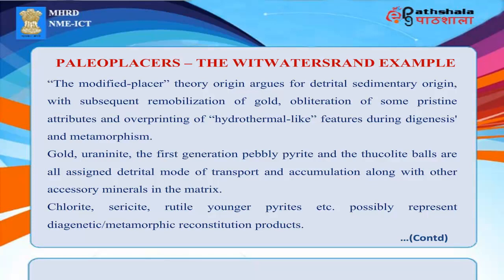The modified placer theory of origin argues for a detrital sedimentary origin with subsequent remobilization of gold, obliteration of some pristine attributes, and overprinting of hydrothermal-like features during diagenesis and metamorphism. Gold, uraninite, the first generation pebble pyrite, and the thucholite balls are all assigned a detrital mode of transport and accumulation along with other accessory minerals in the matrix. Chlorite, sericite, rutile, younger pyrites, etc. possibly represent diagenetic or metamorphic reconstitution products.